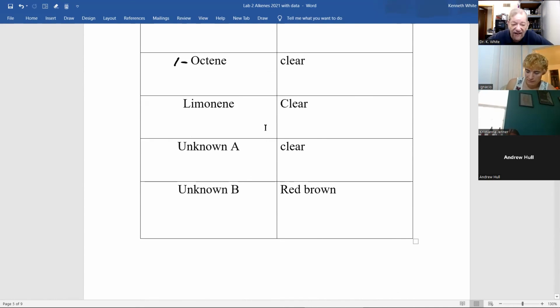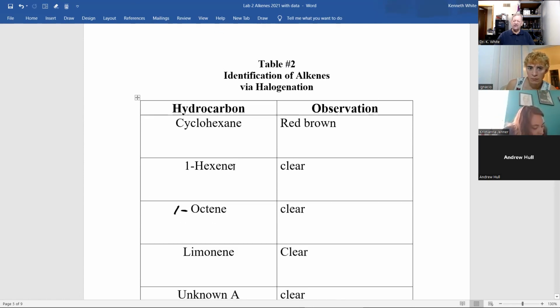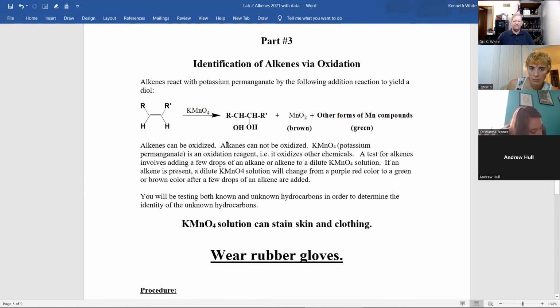Now, to make it fun, I have 2 unknowns. If you add unknown A to the bromine solution, it stays clear. If you add unknown B and bromine, it goes red-brown. And later on, I'll show you some questions. But when it stays clear, there's a double bond. When it goes red-brown, no double bond. Now, the last one is another test for determining if there is a double bond in the reaction.